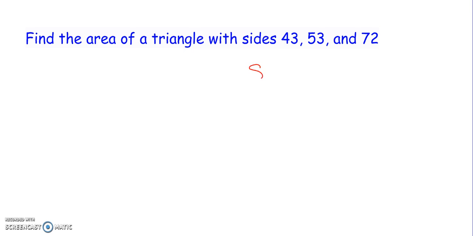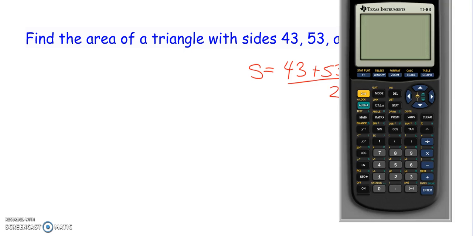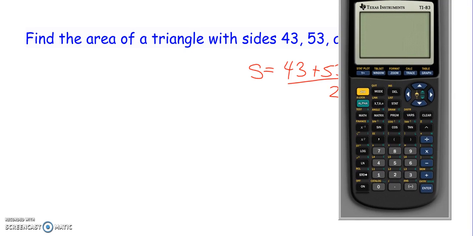To be able to do this, we first need to calculate S. So that's the first piece. Again, you're going to see most of this chapter is a lot of calculator work. So let's look, 43, 53, and 72. 43 plus 53 plus 72, enter, divided by 2, enter. So we have S is equal to 84. So we know that S is 84.